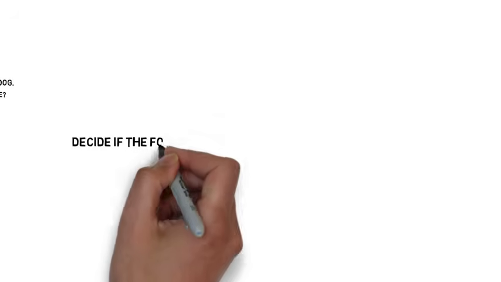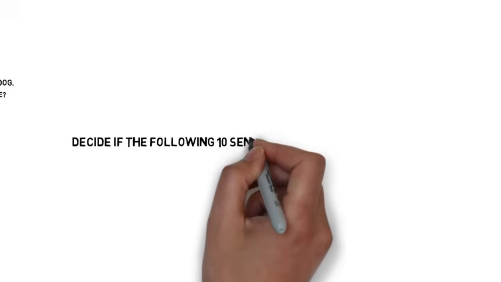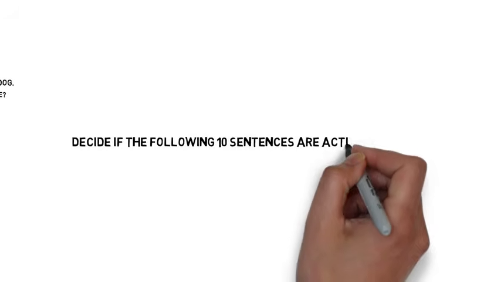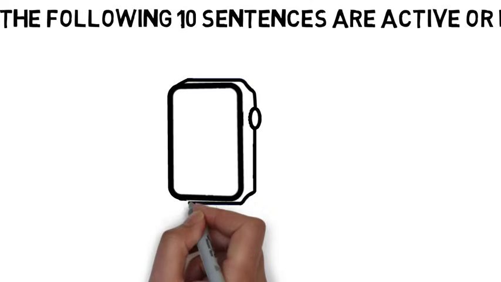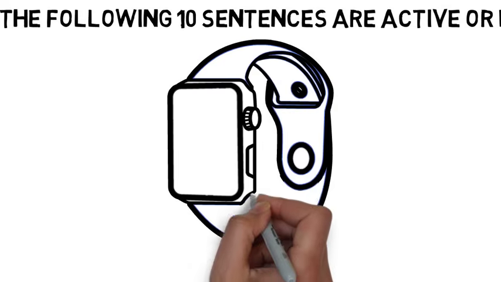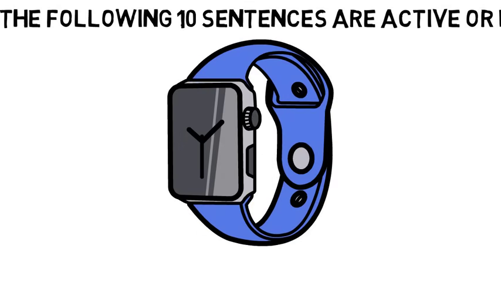Now it is your turn to identify if the following 10 sentences are written in the active or passive voice. You have 5 seconds to answer each. If you need more time, pause the video. Here we go.